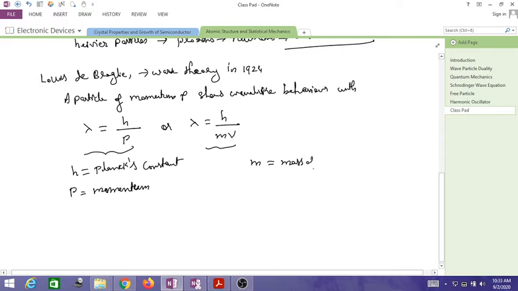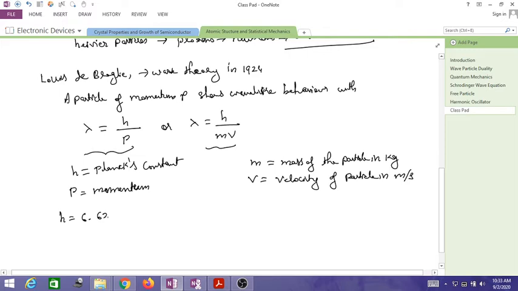So this is the mass of the particle in kg, and the v represents the velocity of the particle in meters per second. The value of Planck's constant is given by 6.626 into 10 to the power of minus 34 joules per second. So this is represented as Planck's constant.